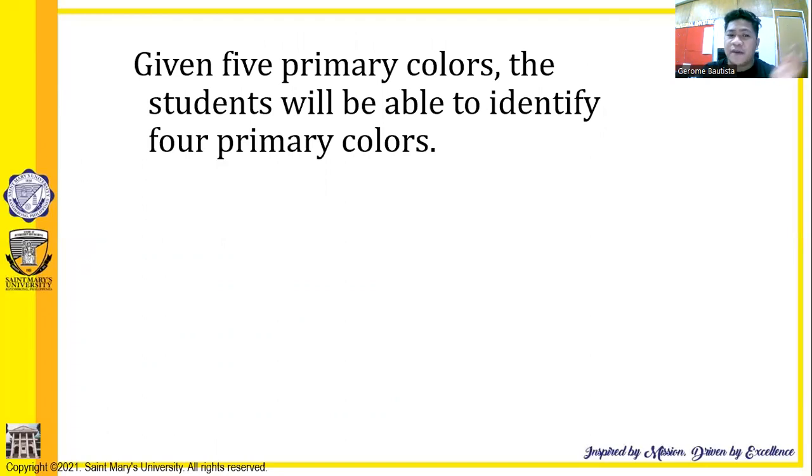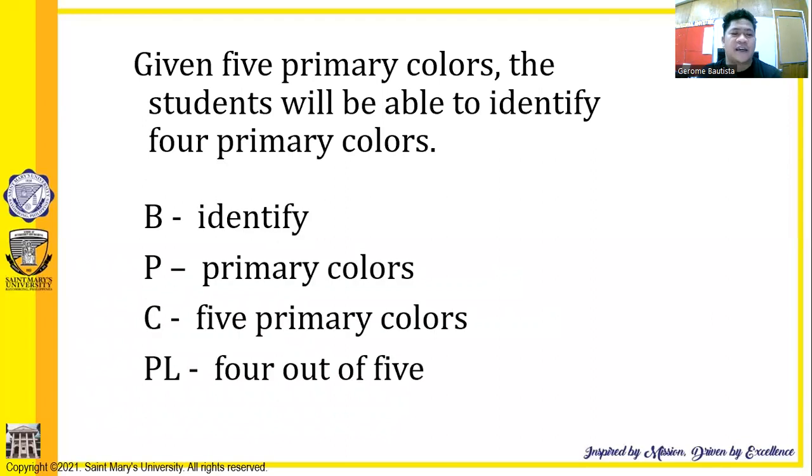what is the behavior? We have identify. The product would be the primary colors. The condition is that they are given 5 primary colors. And the proficiency level is that they should be able to give or identify 4 out of 5. So yes, you can see the proficiency level here is not explicitly stated as 4 out of 5, but it can be deduced from the given learning objective.